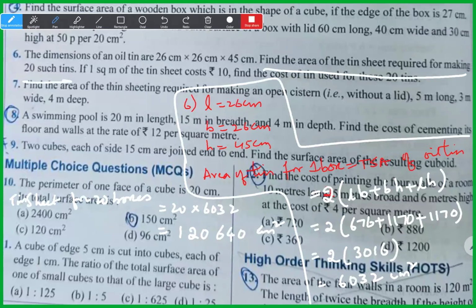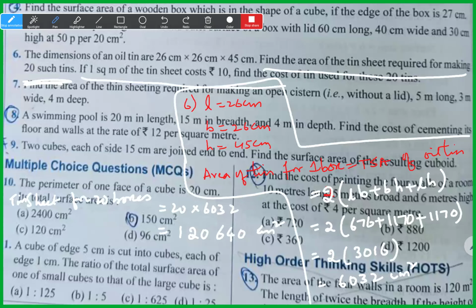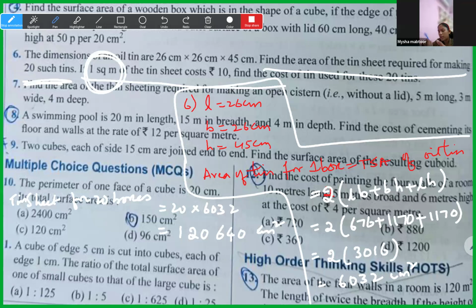Now it is cost. They said if 1 square meter is 10 rupees, find the cost of 20 tins. So here is where you should be careful. Is the area in centimeter square or meter square? Centimeter square, sir. Here they gave the cost per meter square, so we have to do it in meter square. We will convert this centimeter square to meter square.